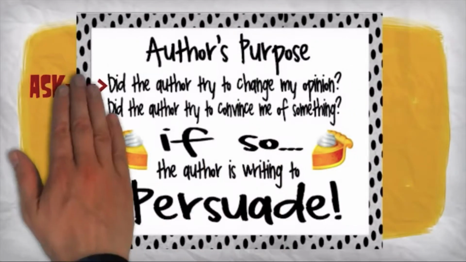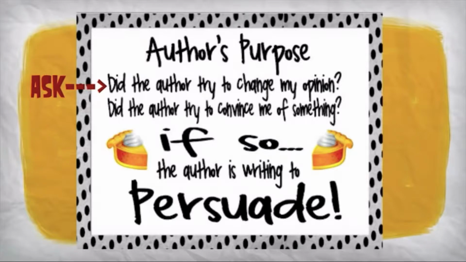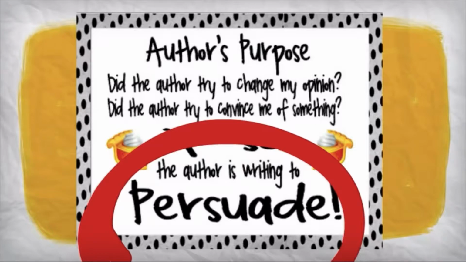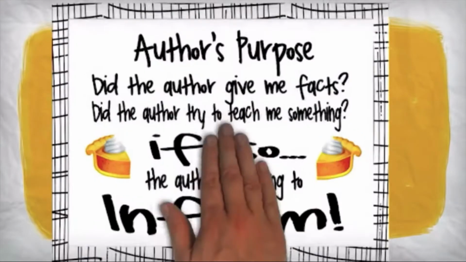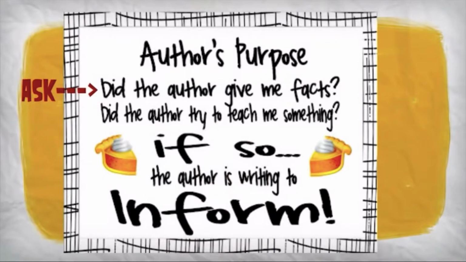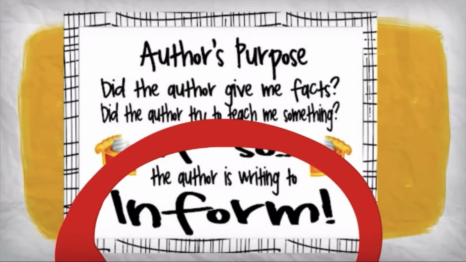Author's purpose. I need to ask myself, did the author try to change my opinion? Did the author try to convince me of something? If so, he was trying to persuade me. Author's purpose. Did the author give me facts? Did the author try to teach me something? If so, he was trying to inform me of good information.